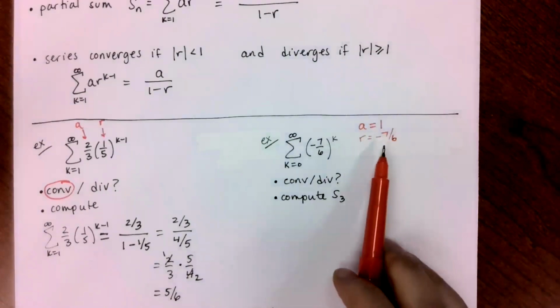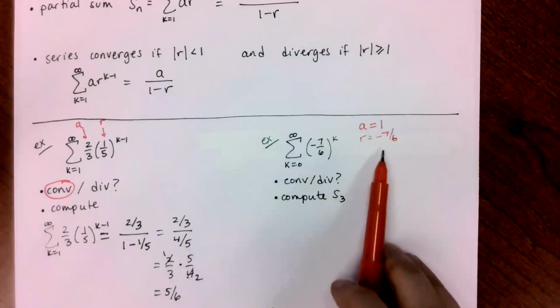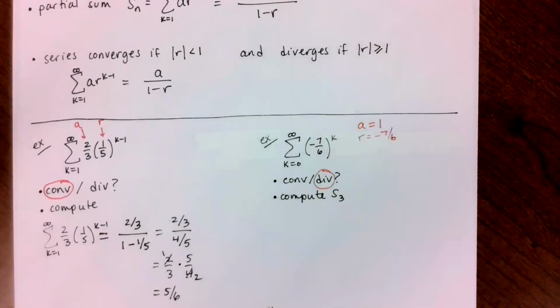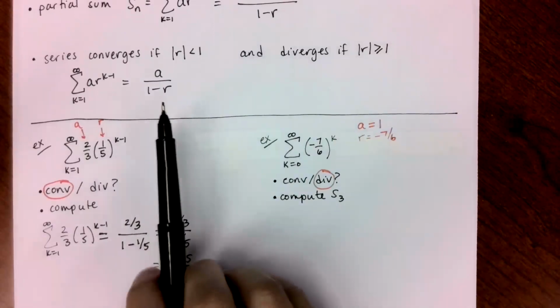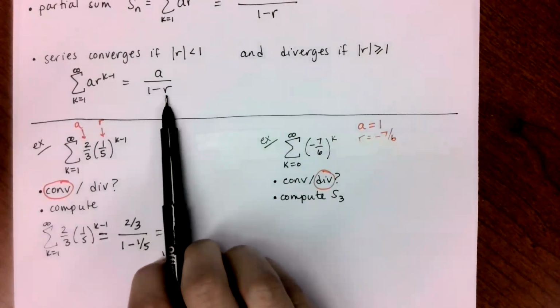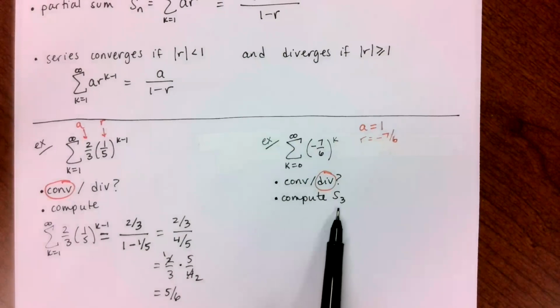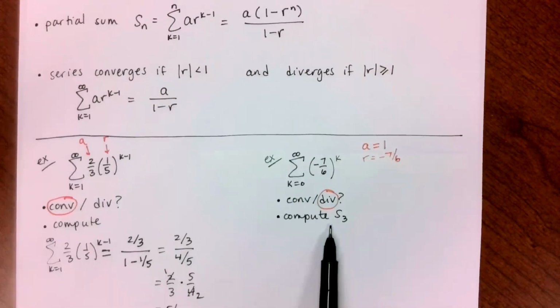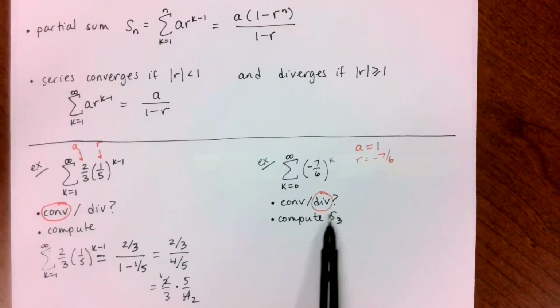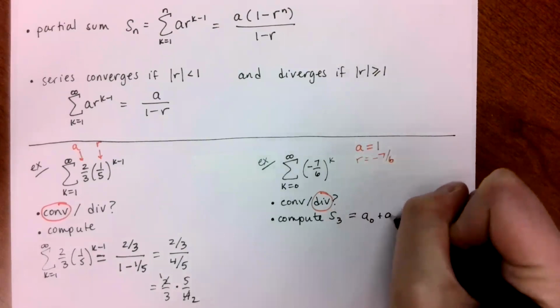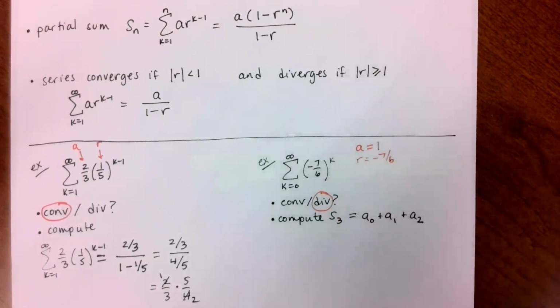Because this r value has an absolute value greater than 1, we can tell that this is a divergent series. So that means that the formula for the full sum here just doesn't apply. This is just divergent. But the partial sum formula does still work. That's true for every geometric series. So for example, we could compute S3, which is the sum of the 0 term, the 1, and the 2.